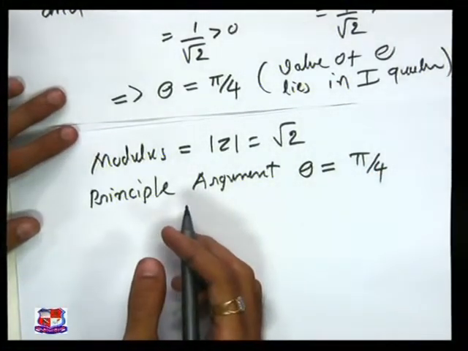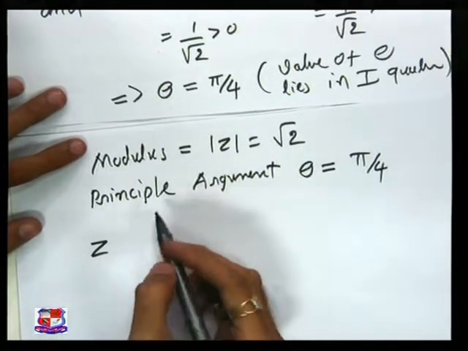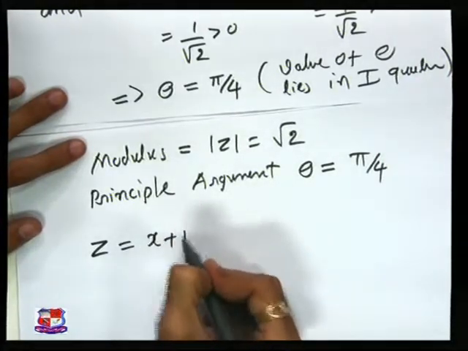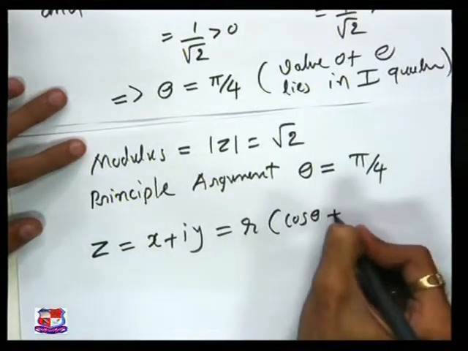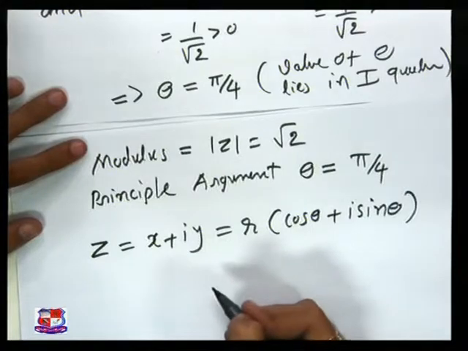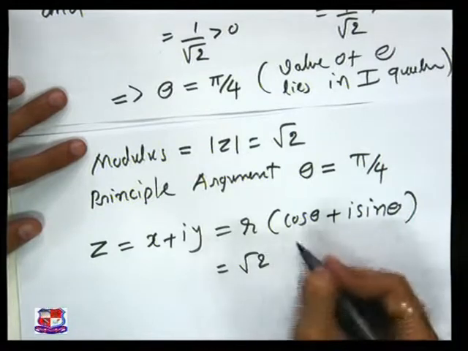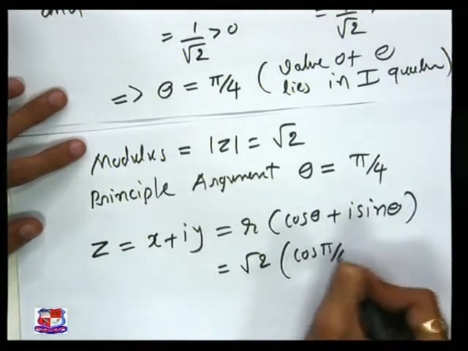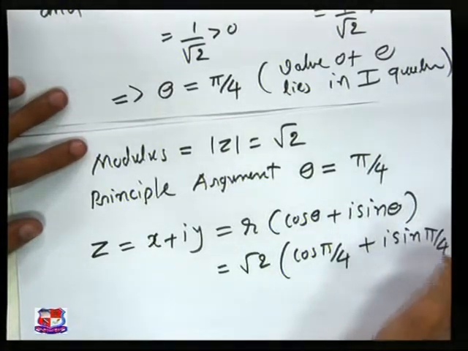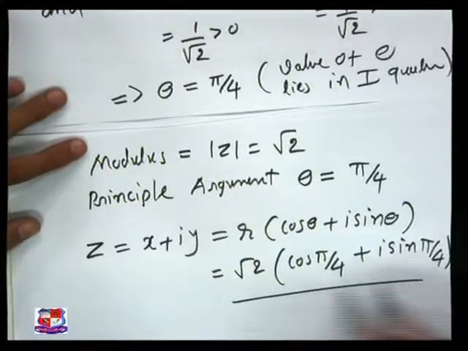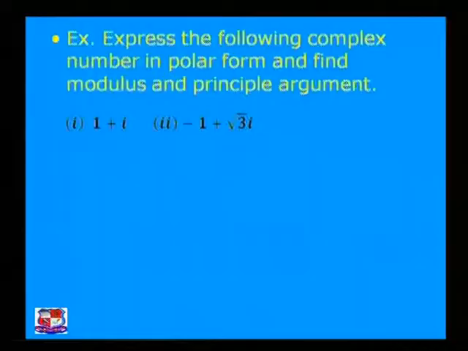Now I am going to write the complex number z in the polar format. We know that z is equal to x plus iy, that is equal to r cos theta plus i sin theta, which is equal to root 2 into cos pi by 4, since r is root 2 and theta is pi by 4, plus i sin pi by 4. So this is the polar format of the complex number 1 plus i.